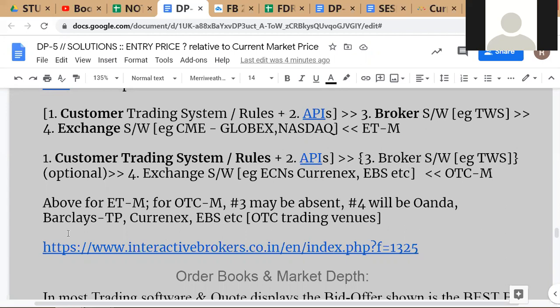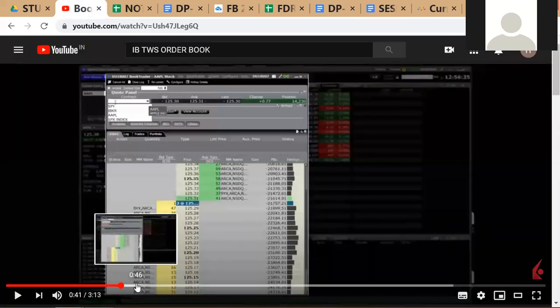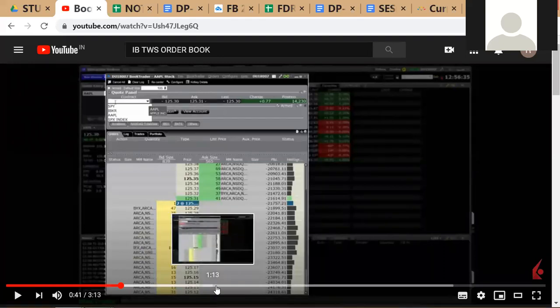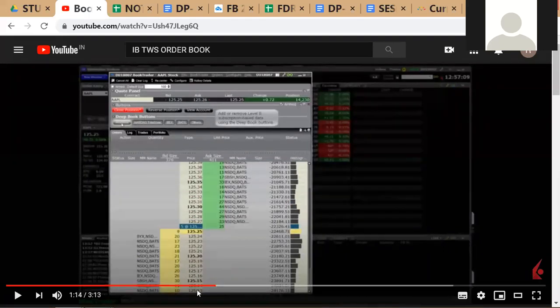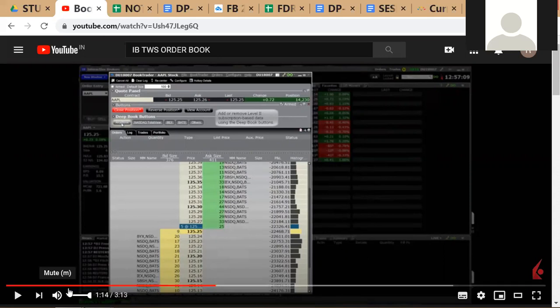So now let's understand something called order books and market depth here. Unfortunately, I am trying to do a shortcut. You have to basically blow it up. You can experiment with this on your own and see how you get there.